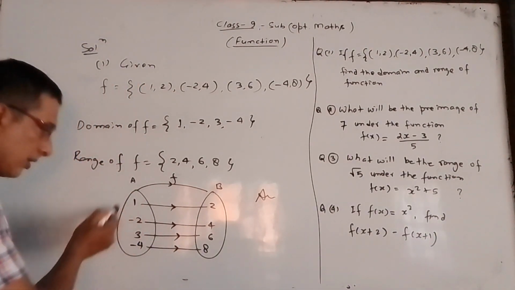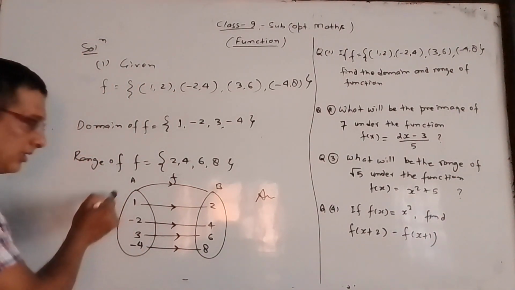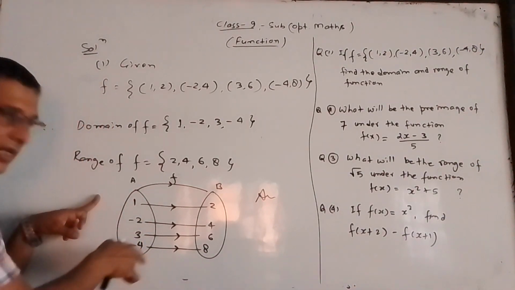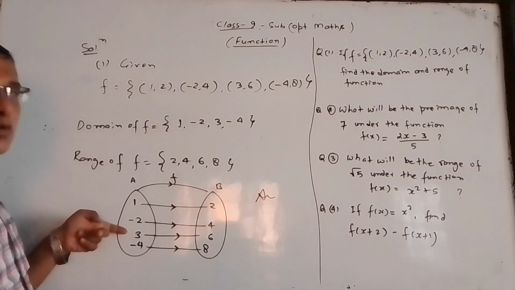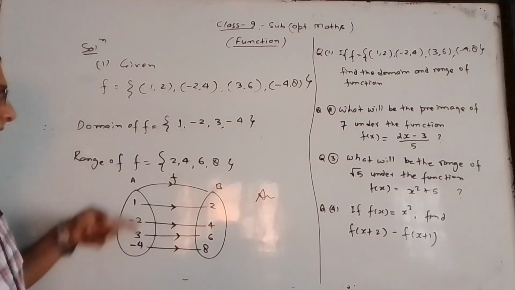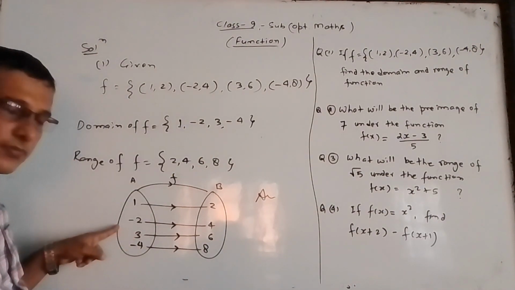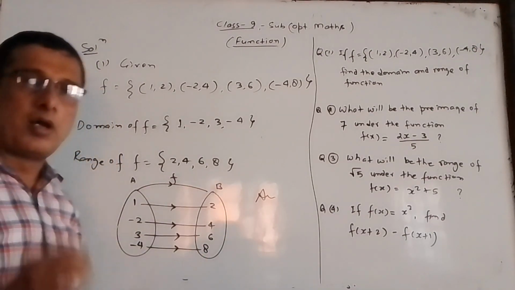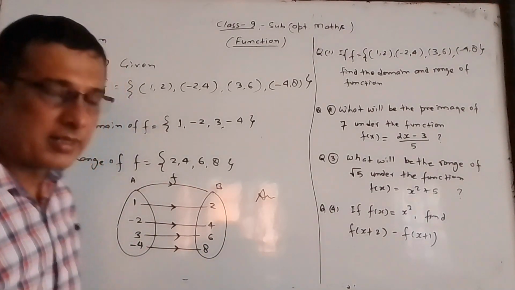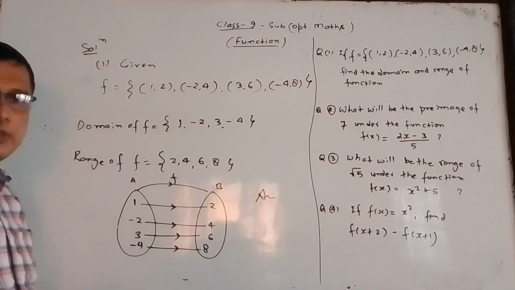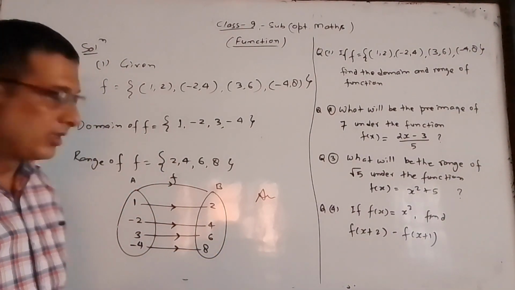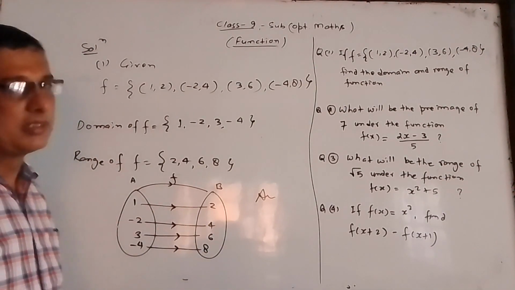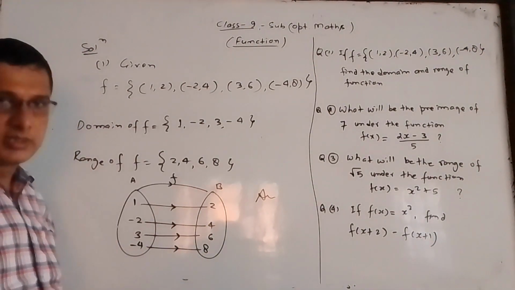How? The set of all elements of set A is called the domain: 1, -2, 3, -4 is the domain. The set of all elements which are mapped in set B is called the range. The range is 2, 4, 6 and 8. So this is the first question. Now the second.